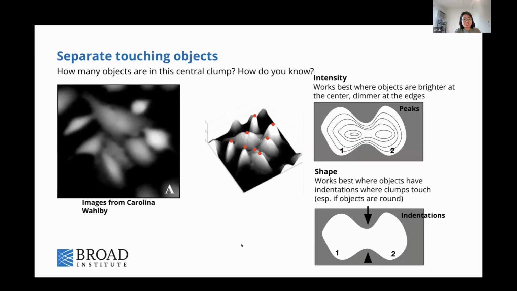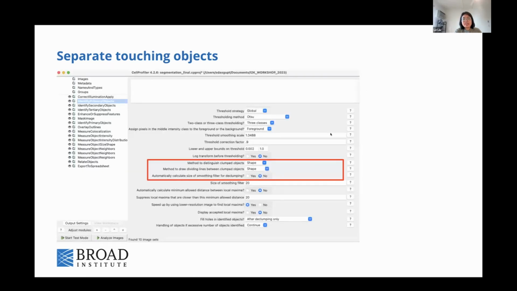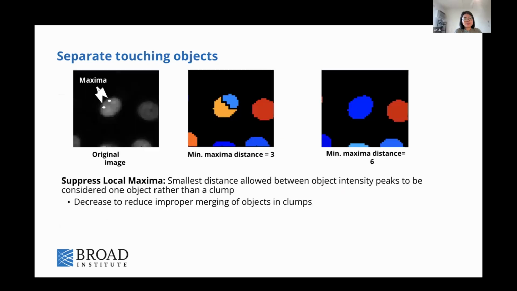So if your cells are in more regular shapes, you can choose this method to separate different objects. And here again is the CellProfiler interface. You can use the method to distinguish the clumped objects either by shape or by intensity.